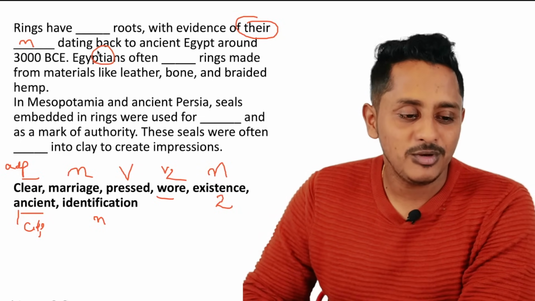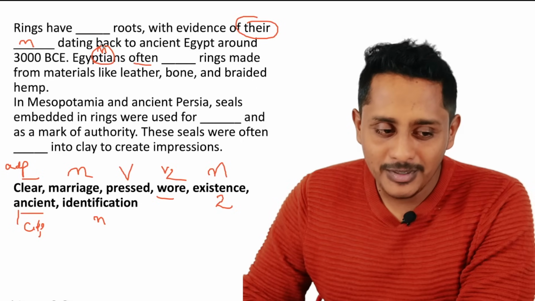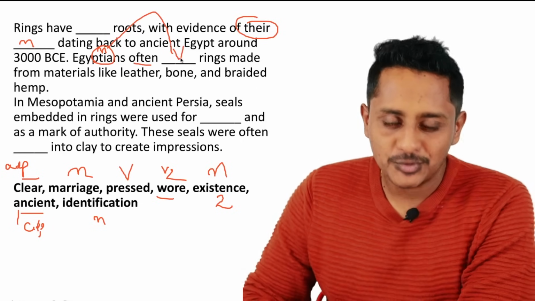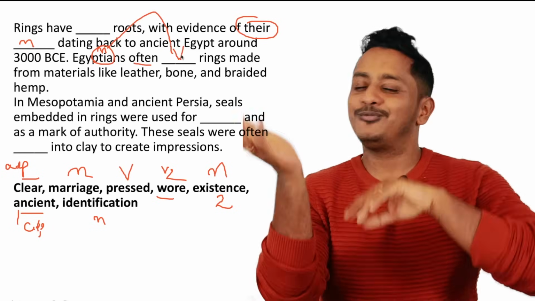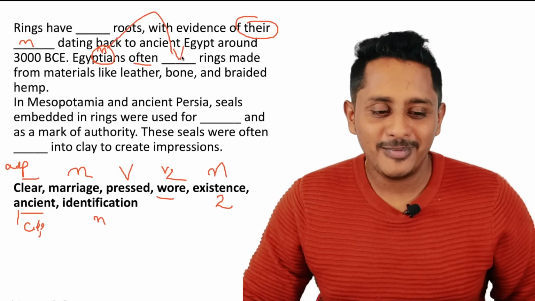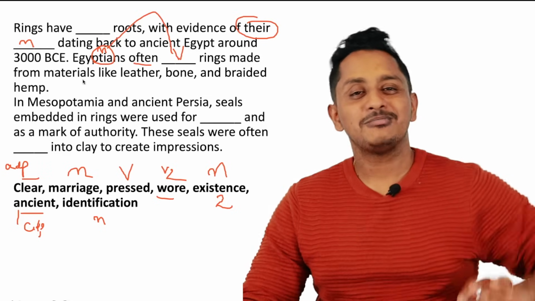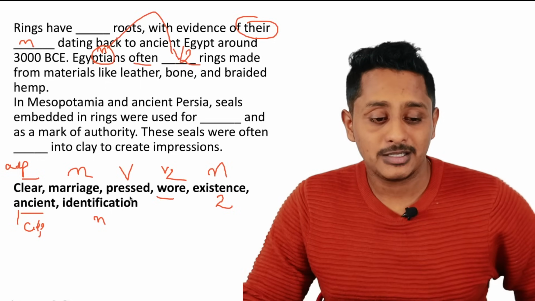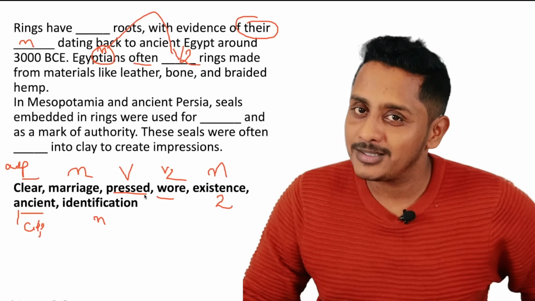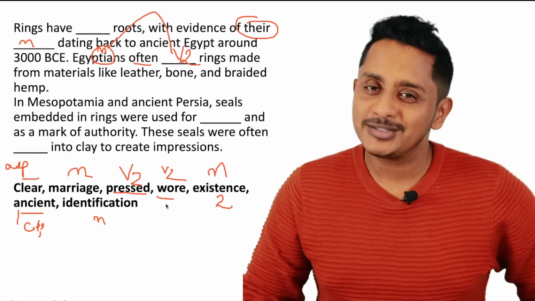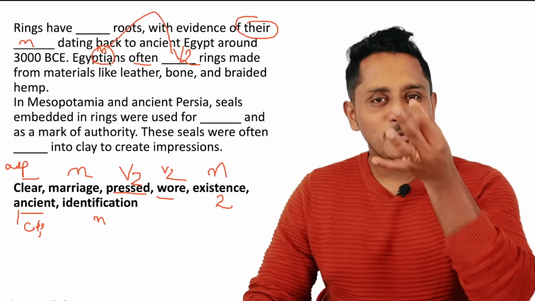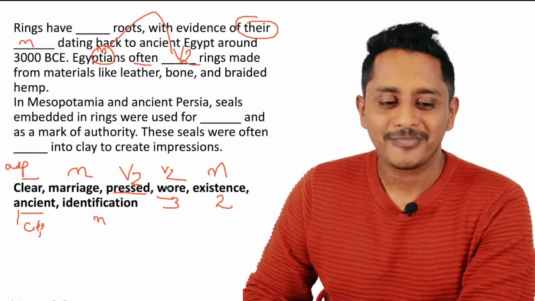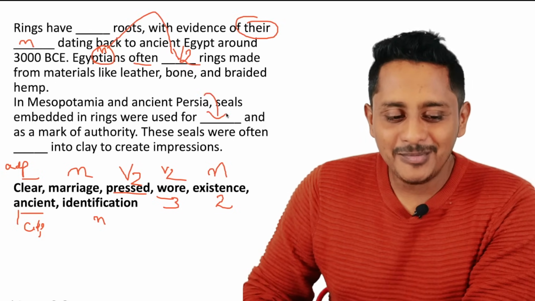Egyptians, noun. "Often" is an adverb. After the noun Egyptians, a verb has to come. Before a verb, an adverb can come. Egyptians, probably 2000 BCE they're talking about. Very old, so it should be a verb in the past tense. We have "pressed" as the verb in the past tense. "Wore" as the verb in the past tense. Egyptians wore the rings, man. Come on, easy. Correct.